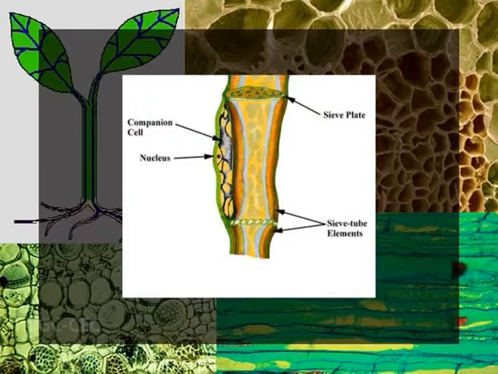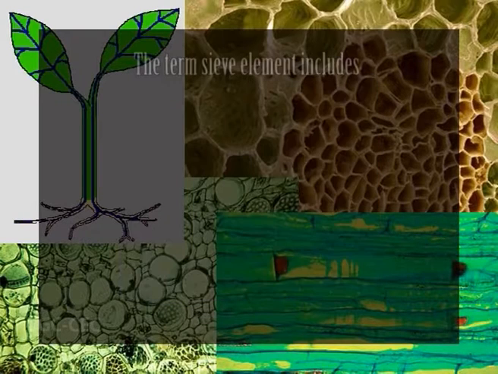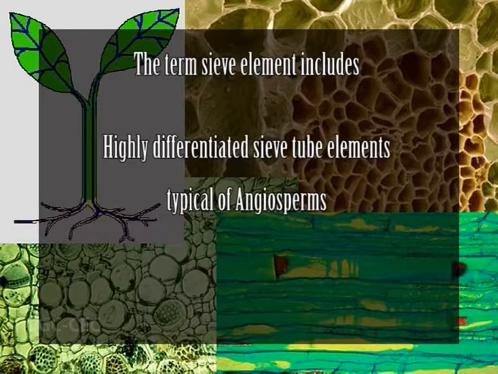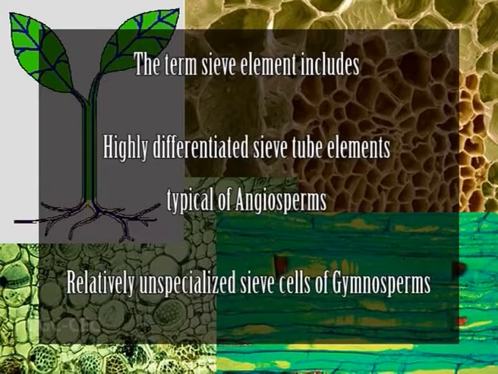Sieve element is a comprehensive term that includes both the highly differentiated sieve tube elements typical of angiosperms and relatively unspecialized sieve cells of gymnosperms. The phloem collects photoassimilates from the green leaves and distributes them in the plant and heterotrophic plant organs. Phloem is specialized for loading, long distance transport and unloading of assimilates.